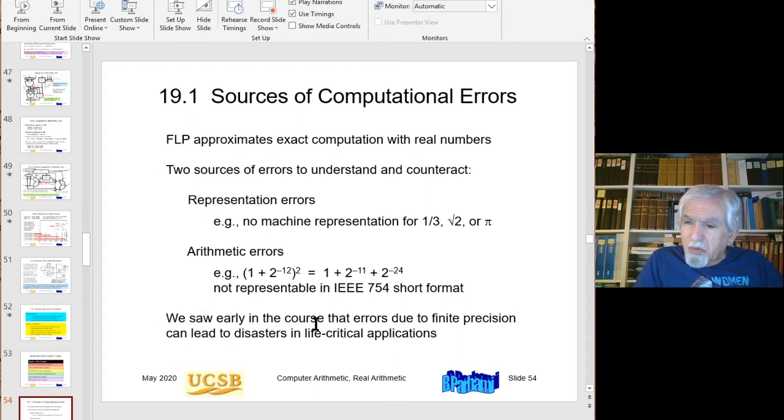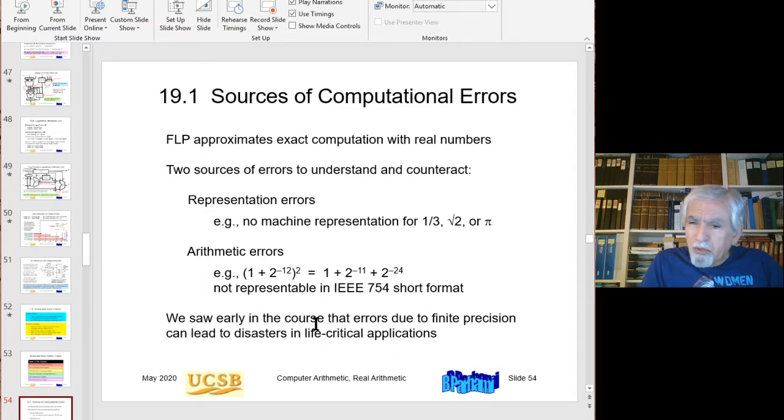But numbers such as 1/3 also do not have an exact floating point representation in either binary or decimal. They may have, for example, if we were using radix 3 arithmetic, then 1/3 would have an exact representation. But in radix 2 or radix 10, it does not. So some numbers basically do not have exact representations.